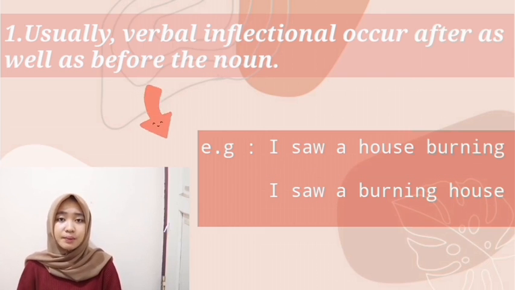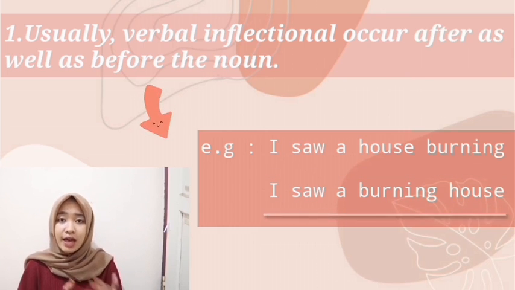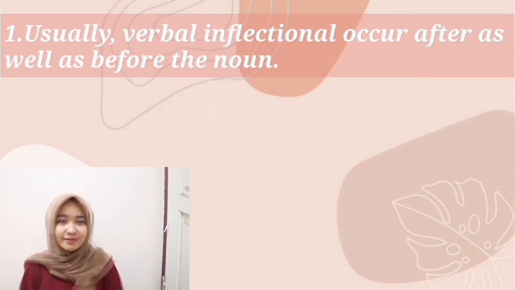And then the second example is "I saw a burning house," in which the verbal inflectional appears before the noun. Do you got it?